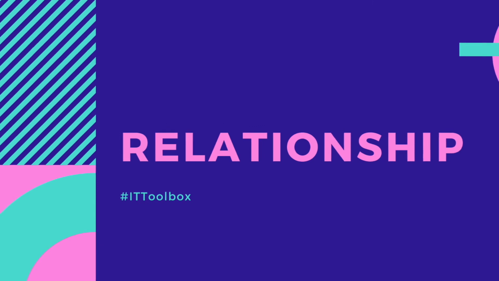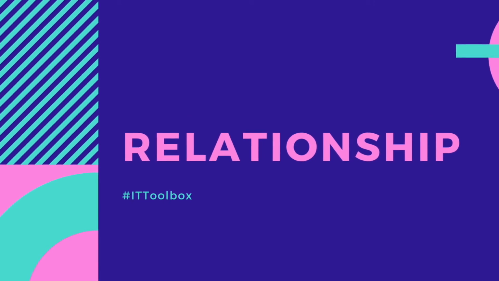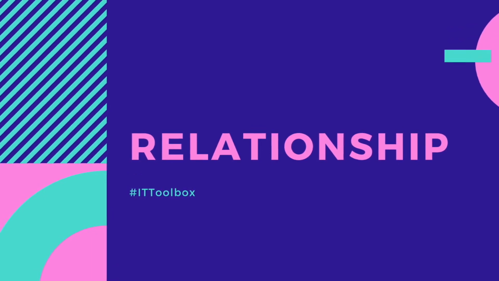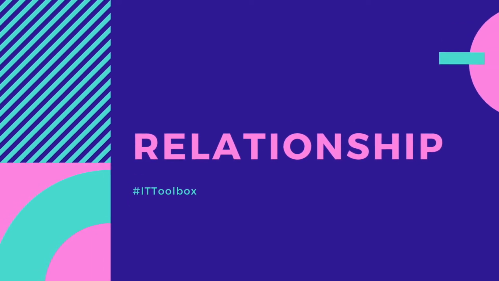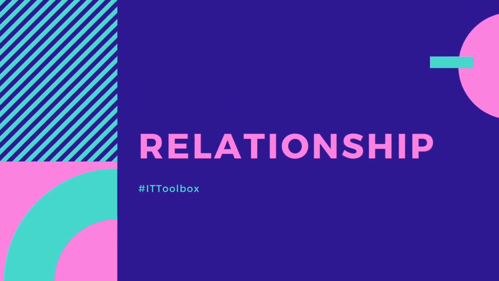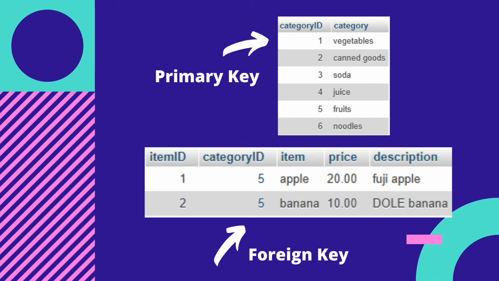Hello po sa lahat. Sa lesson na to, you will learn what relationship is. Sa previous topic, you learned about primary key and foreign key. Nung nag-apply na tayo ng foreign key sa isang table, nag-establish na rin tayo ng relationship between two tables, items, and category. Because database relationship happens when one table uses a foreign key that references the primary key of another table.